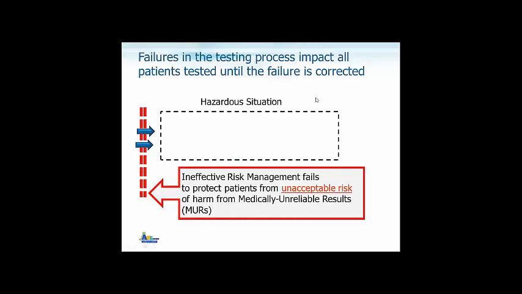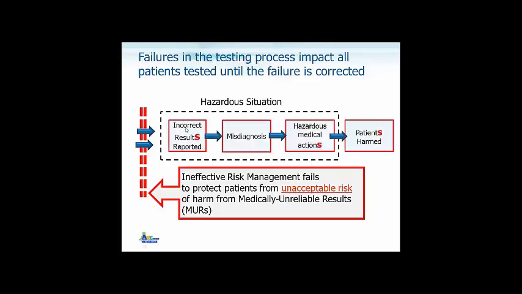Failures in the testing system impact all patients tested until the failure is corrected. We talk a lot about pre-analytical, analytical, and post-analytical failures. The big difference is that pre-analytical and post-analytical failures tend to affect one patient, a small batch of patients. But when something goes wrong with the analytical process, it churns out potentially thousands of unacceptable results that can lead to misdiagnosis, that can lead to hazardous medical actions, that can lead to patients being harmed.